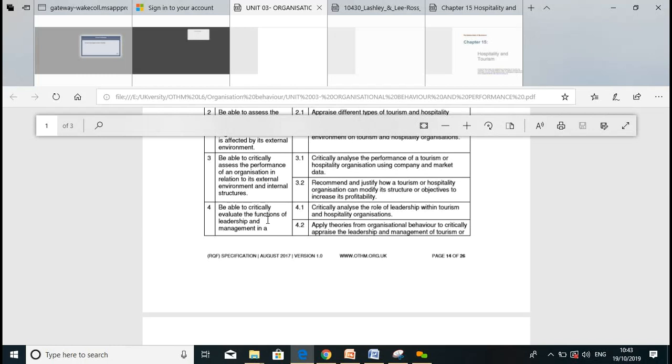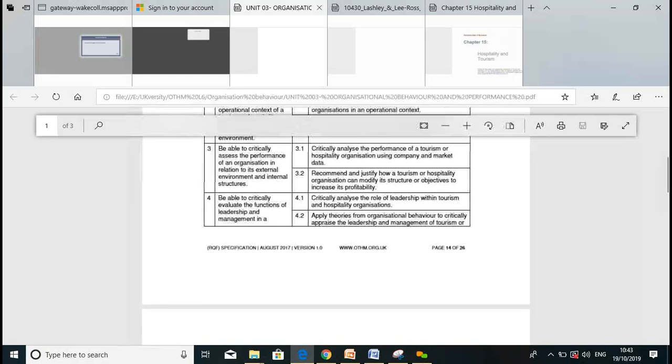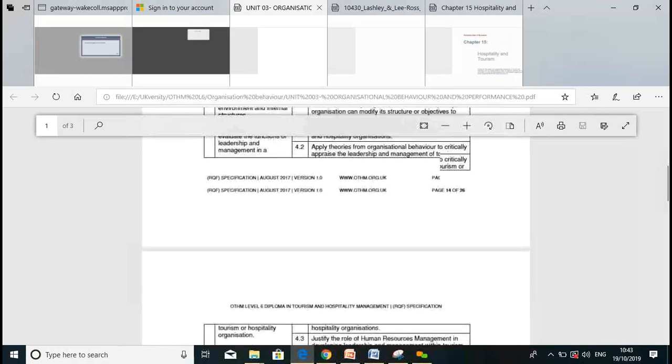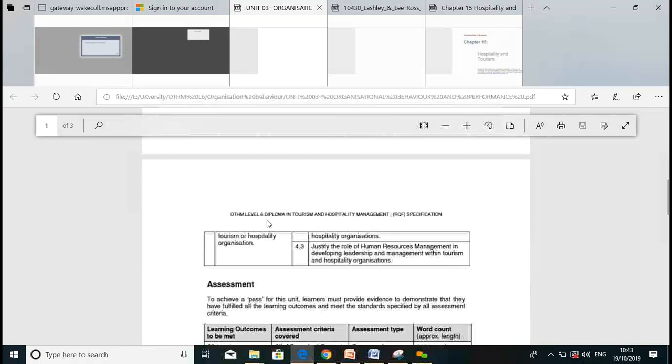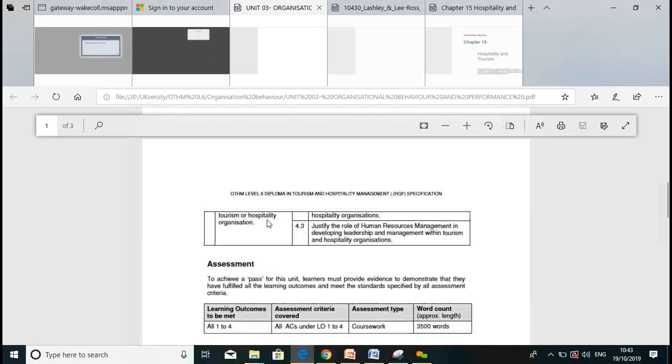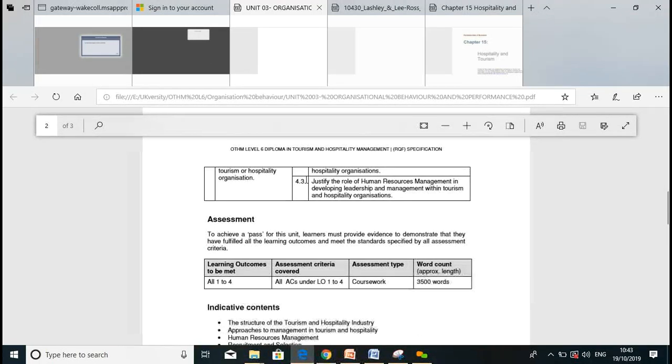Be able to critically evaluate the function of leadership. Here we'll go through different styles of leadership, different functions of leadership, what leaders really do, and the difference between managers and leaders. All this will be the focus of our discussion, along with the inductive contents. We have 4 LOs which we'll cover in 4 lessons.